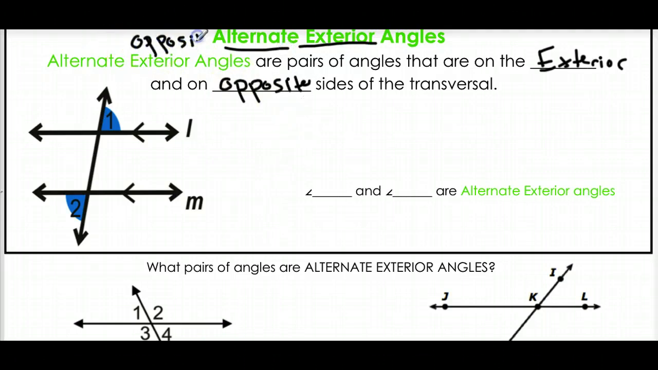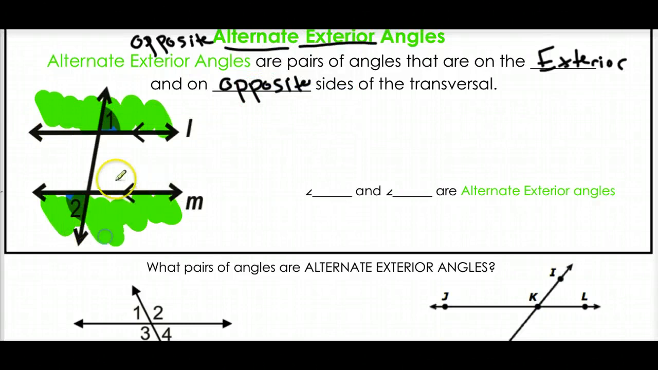And if you look at a perfect example of that, you've got 1 and 2. They're both on the exterior, right? The exterior is the outside, which is up here. This is our exterior area. And they're on opposite sides of the transversal, which runs through the middle over here. Beautiful. So angles 1 and 2 in this case are alternate exterior angles.